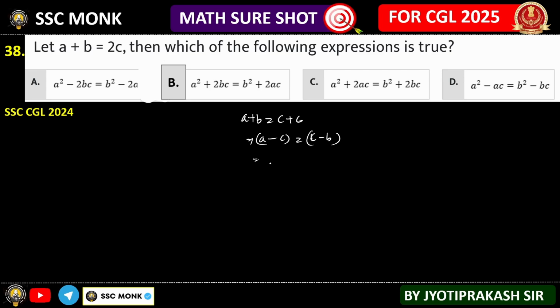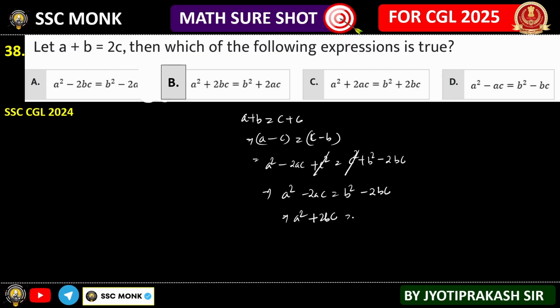If I square it, it will be a square minus 2ac plus c square is equal to c square plus b square minus 2bc. C square gone. So answer is a square minus 2ac is equal to b square minus 2bc, or this can be written as a square minus 2bc will come to this side, that is plus 2bc. B square minus 2bc will come to this side, that is 2ac. That is the right answer, option A.